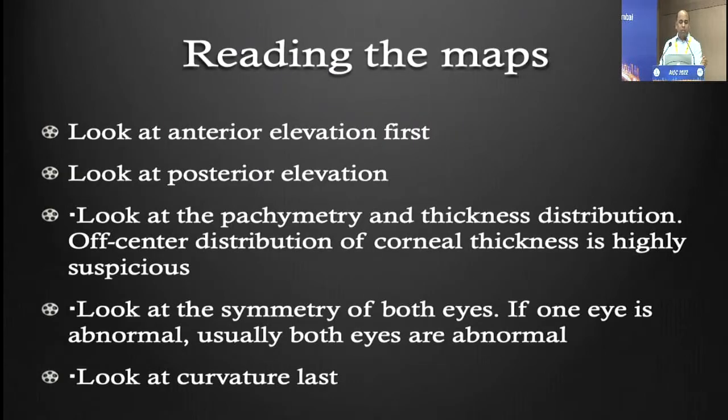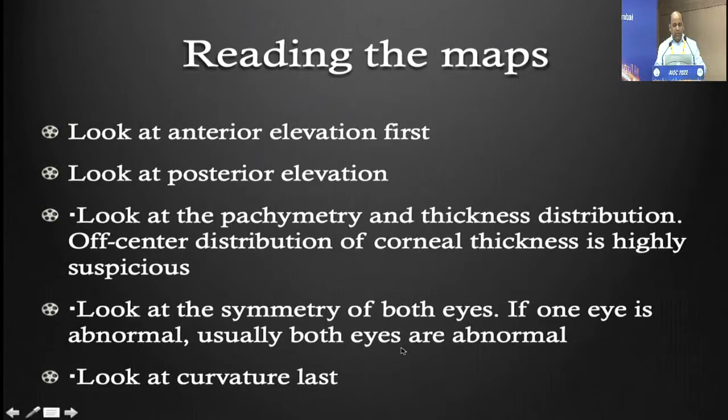So coming to the reading of maps. How to proceed there? It gives so many maps, which one to read, which one not to look at? First of all, we have to look at the anterior elevation. After seeing the anterior elevation, then see the posterior elevation. After seeing these two elevation maps, we have to go to the pachymetry map and thickness distribution from center to periphery. If you find anything wrong in these three maps, try to correlate the posterior or anterior elevation with the pachymetry map, whether the thinnest point of pachymetry is the same as the elevation, then that will be a suspicious case.